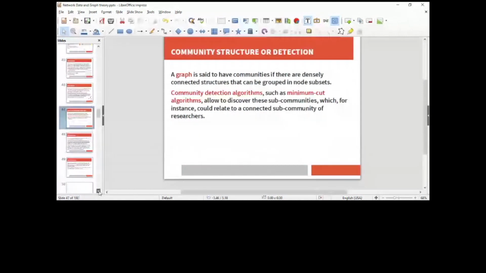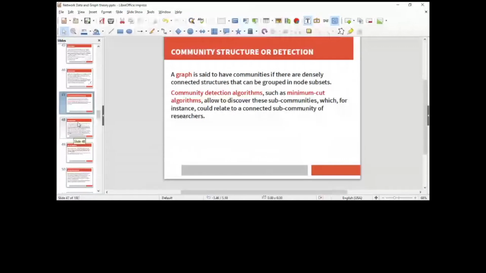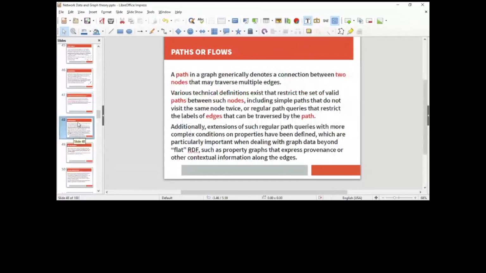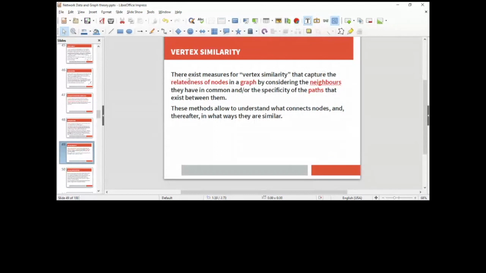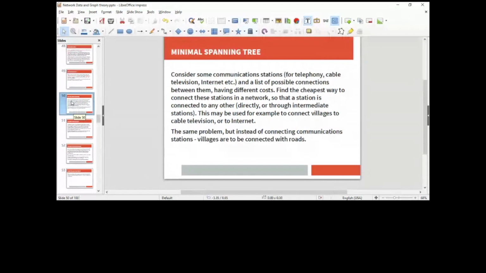We have community structure. We have path of flows. I think you have an idea about this. We have vertex similarities. There exist measures of vertex similarity that capture the relatedness of nodes in a graph by considering the neighbors they have in common and the specificity of the paths that exist between them. So this is about finding similarities. I think you can figure out why we need to know similar vertices.